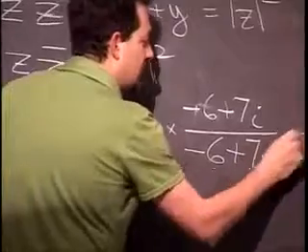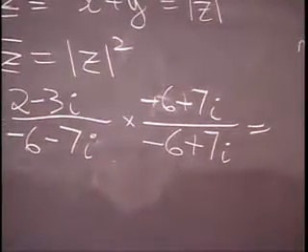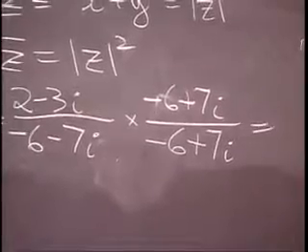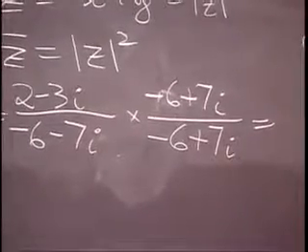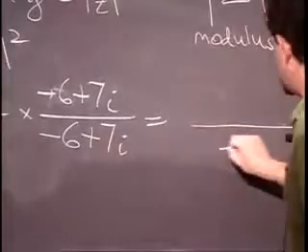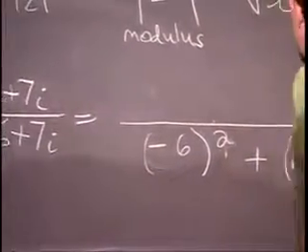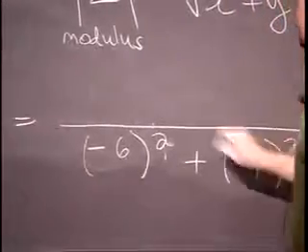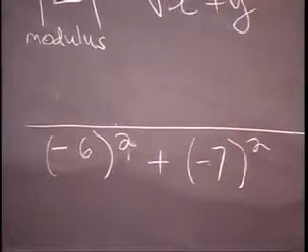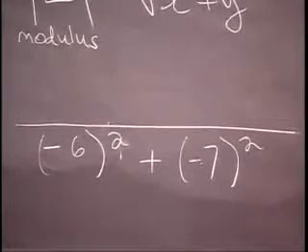So to divide complex numbers, whoop, there goes the plant. To divide complex numbers, I have to multiply top and bottom by the conjugate. Let's look at the bottom first. The bottom is quite simple. I don't compute it. I just know what it is. It's minus 6 all squared plus minus 7 all squared. It doesn't matter if you leave out the minus, because we're going to square it anyway. So it's just 6 squared plus 7 squared. Beautiful. You don't need to do anything.